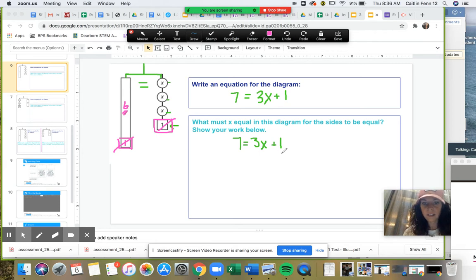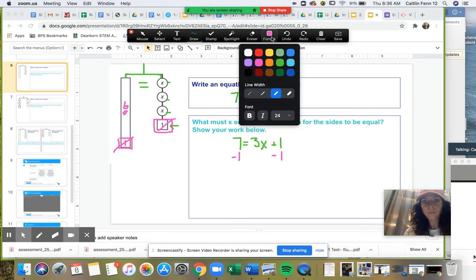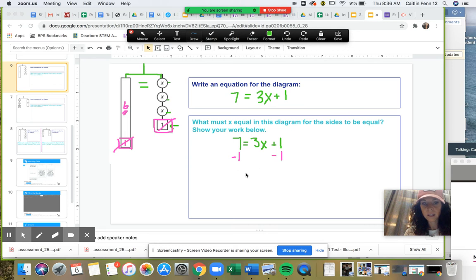And so what that looks like algebraically is we're getting rid of the 1 on one side because we know that there's 1 over here out of the 7 that we can get rid of. So we're going to subtract the 1. Then we're left with 6 equals 3x.